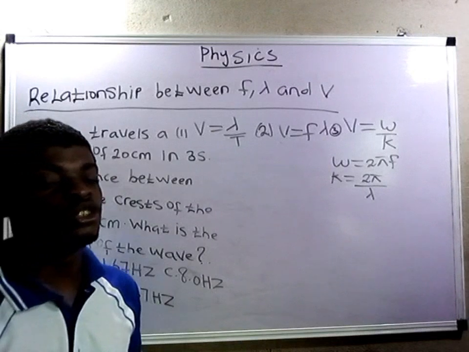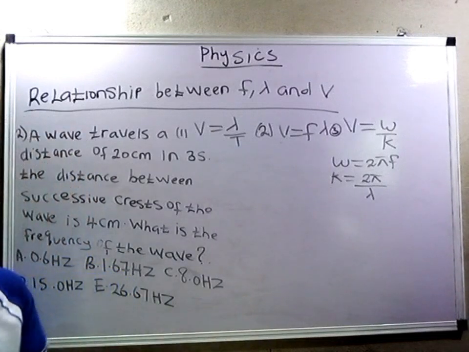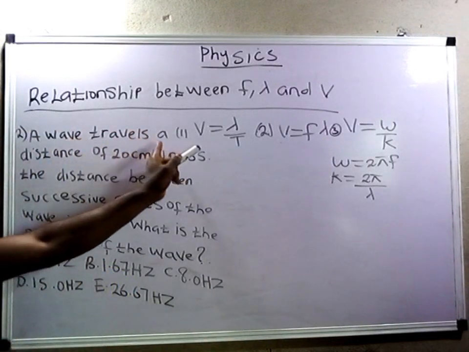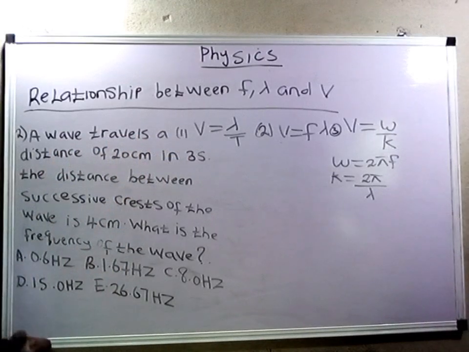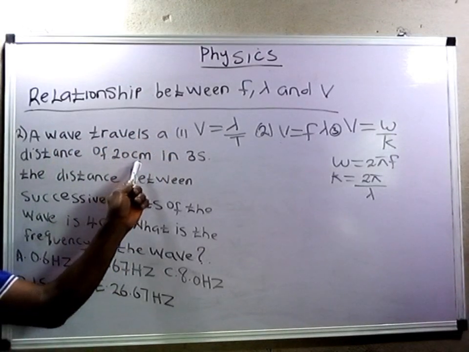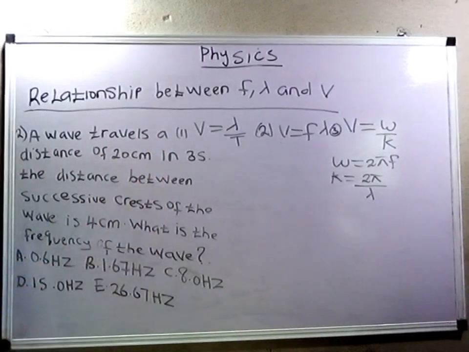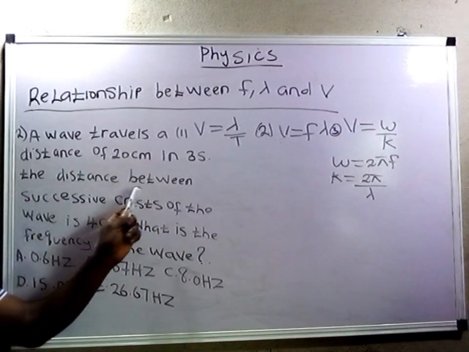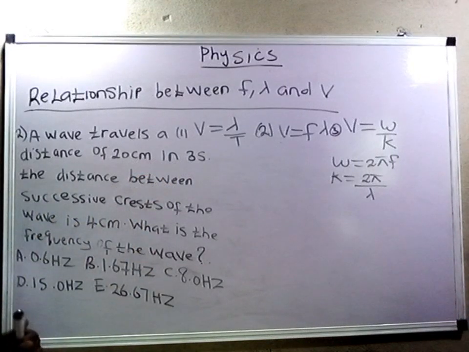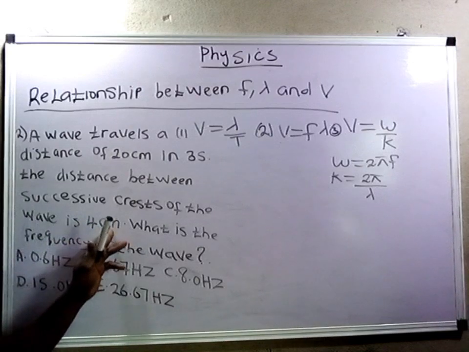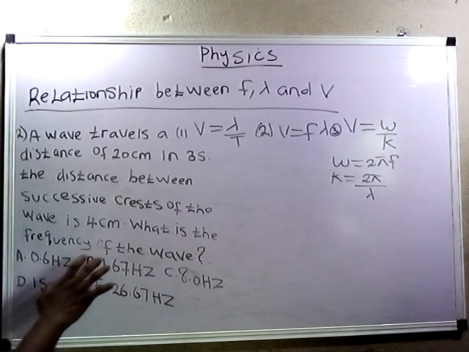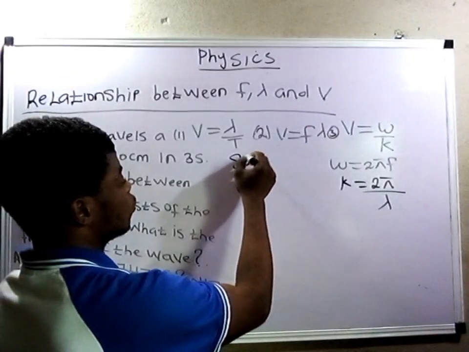Okay guys, this is question two. I'll read the question. We say that a wave travels a distance of 20 centimeters in 3 seconds. The distance between successive crests of the wave is 4 centimeters. What is the frequency of the wave?